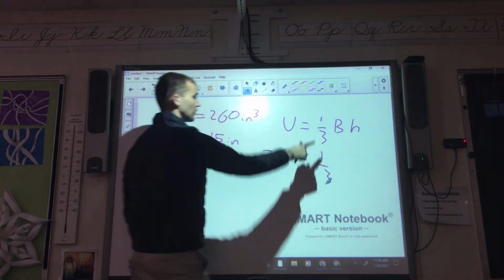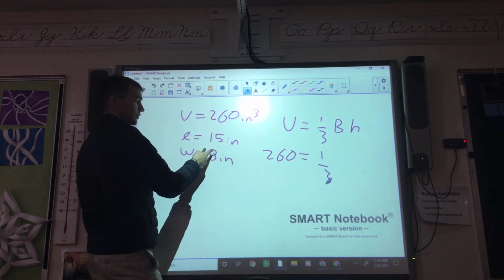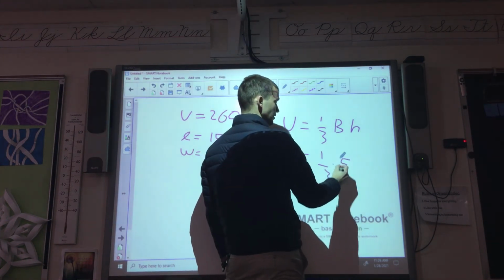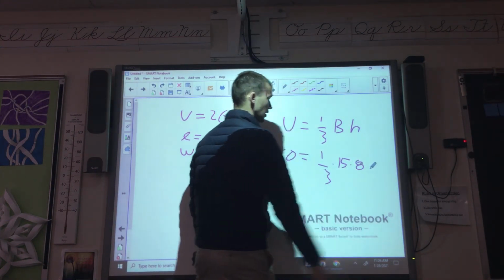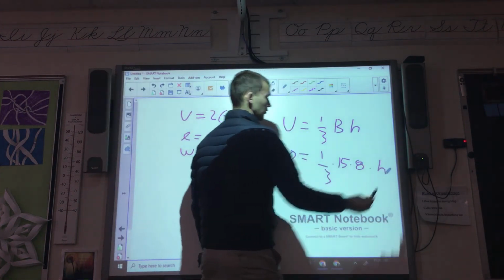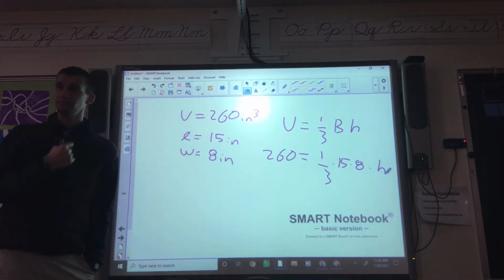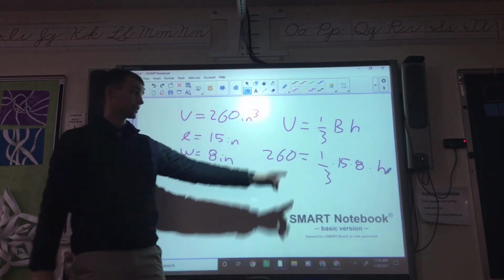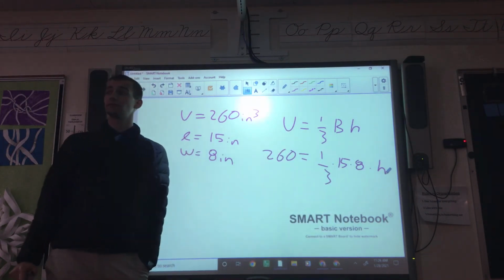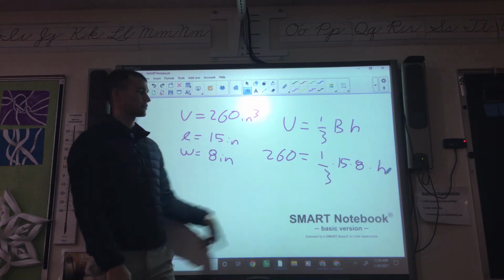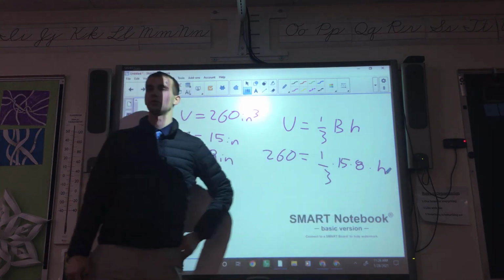1/3, I keep as it is. Big B, well I know big B is the base of it, which is going to be 15 times 8. So I don't even need to do 15 times 8. I can just write in 15 times 8. And what's the height? I don't know what the height is. That's what I have to figure out. Anything I can simplify here? Because eventually I'm going to get the variable by itself, but I don't have to do that yet. Anything I can simplify? 1/3, 15, 8.